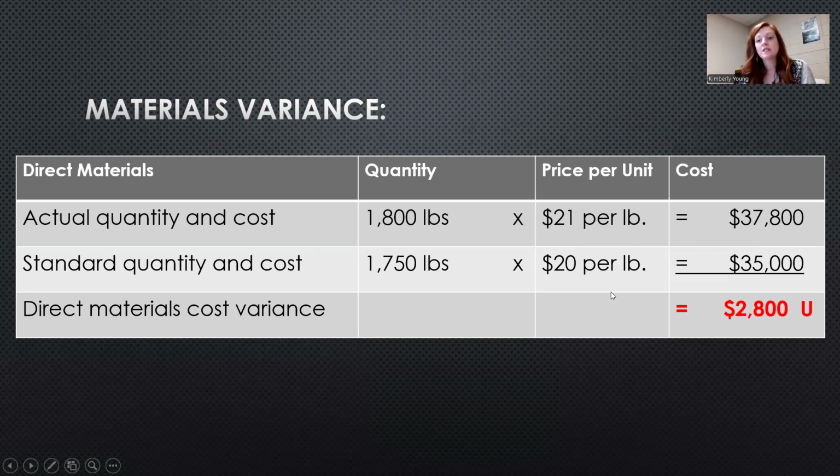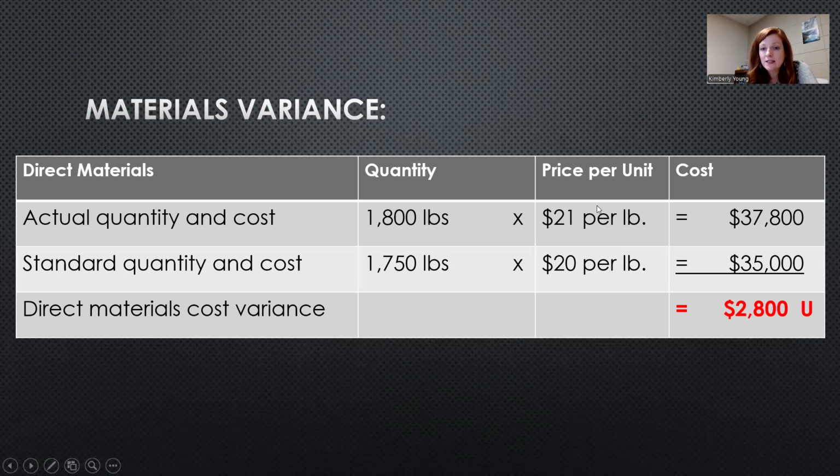And the cost we expected to be $20 per pound. So total, we thought we were going to spend $35,000. We spent $37,800. The difference is $2,800. The actual costs were more than the standard or the budgeted cost, so that's unfavorable. So now we need to figure out why.